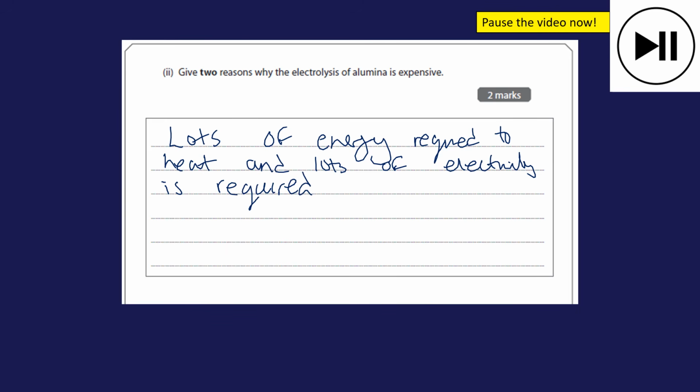My writing's awful on this, isn't it? I'll take my time. Lots of electricity is required, and also the graphite anode needs replacing over time, because we know that the oxygen formed at the anode corrodes the graphite anode, and over time you need to replace that. I only need to say 2 of those things. I've said 3 things, so any 2 of those are absolutely fine.